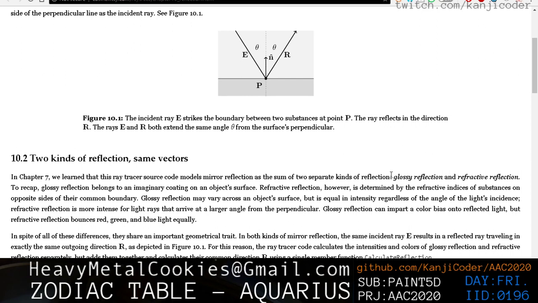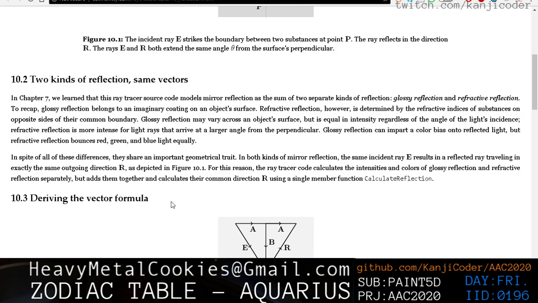Figure 10.1, the incident ray E strikes the boundary between two substances at point P. The ray reflects in the direction R. The rays E and R both extend at the same angle theta from the surface's perpendicular. Okay. Two kinds of reflection, same vectors. In Chapter 7 we learned that this ray tracer source code models mirror reflection as the sum of two separate kinds of reflection, glossy reflection and refractive reflection.